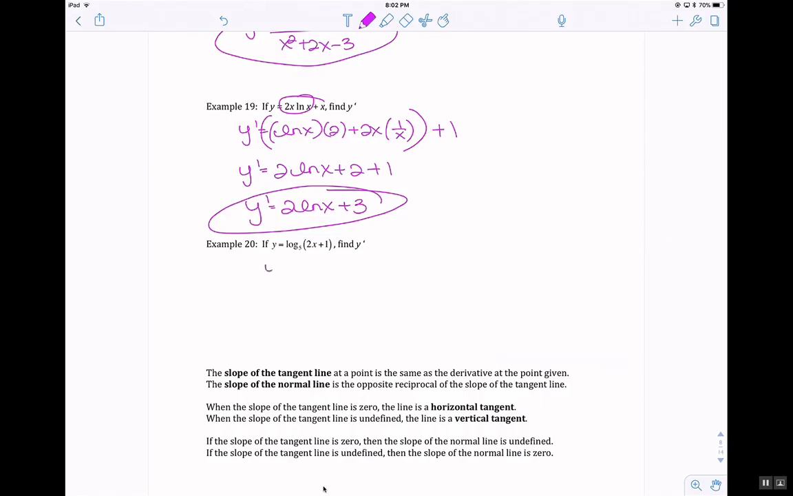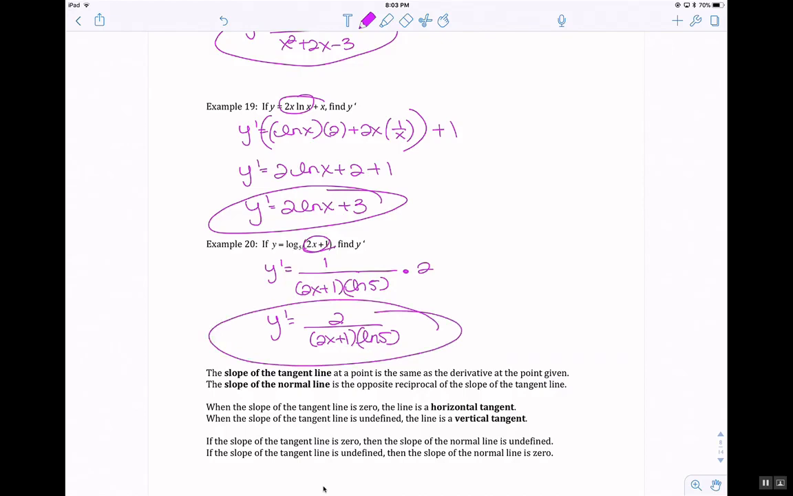Example 20, y prime is 1 divided by the x, which is 2x plus 1, times the ln of 5, which is your base, and then you have to multiply by the derivative of the inside, so the derivative of 2x plus 1, which is just 2. So y prime is 2 divided by 2x plus 1, and ln of 5.